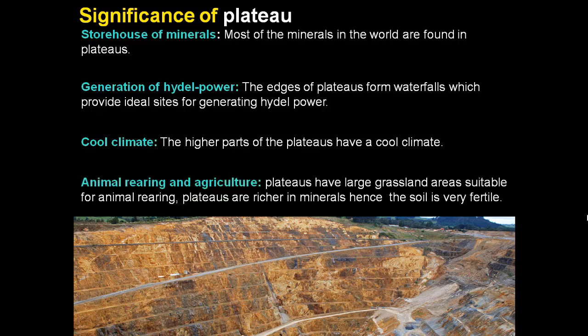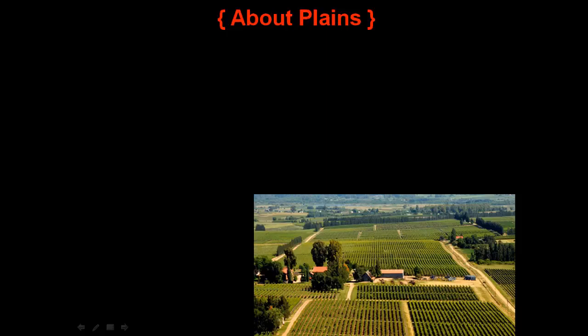Animal rearing and agriculture. Many of the plateau regions have large grasslands. They are very suitable for animal rearing, and this area is very rich in mineral resources also, and the soil is very fertile. Now we learn about the third important landform called plain.